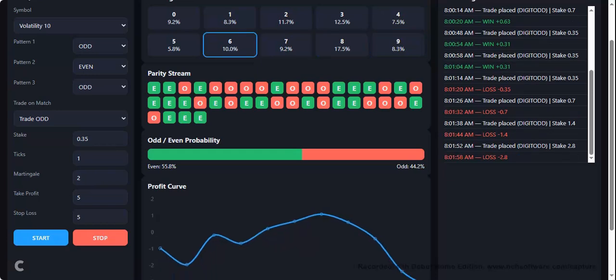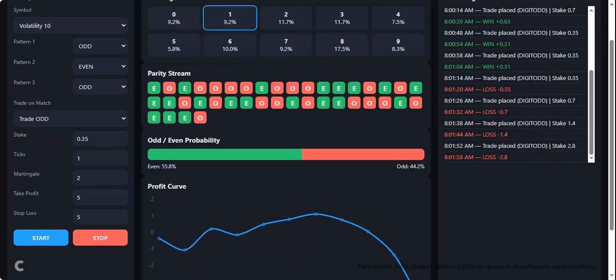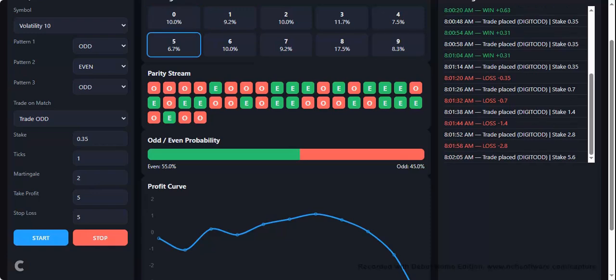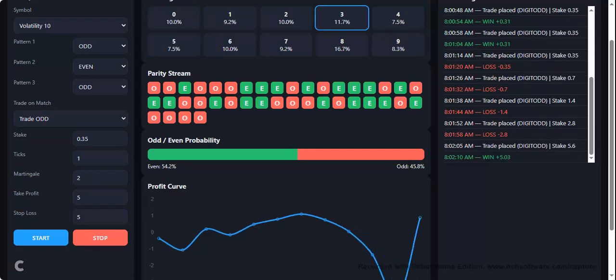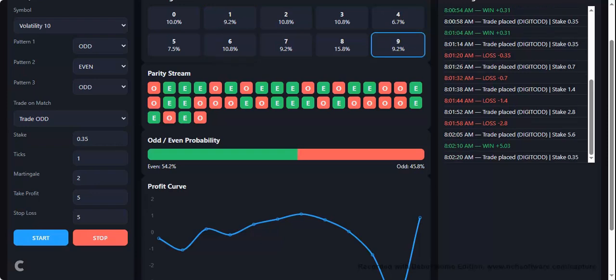Transparency is another key strength. The bot does not hide its reasoning. Every trade is traceable back to a visible pattern. You can see the sequence forming, the trigger aligning, and the execution firing. This makes the system educational as well as practical. Traders can study the behavior of digits in real time, learning how streaks develop and collapse. Over time, this builds pattern awareness grounded in data rather than guesswork.